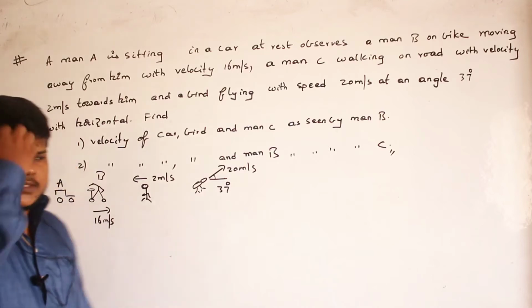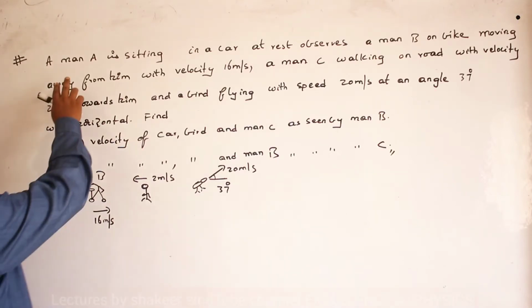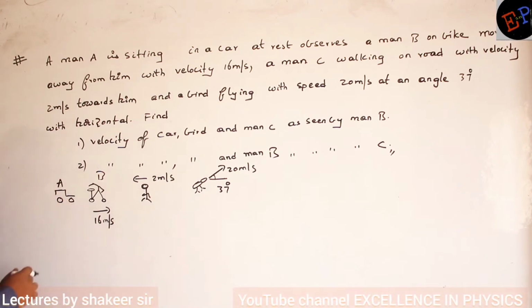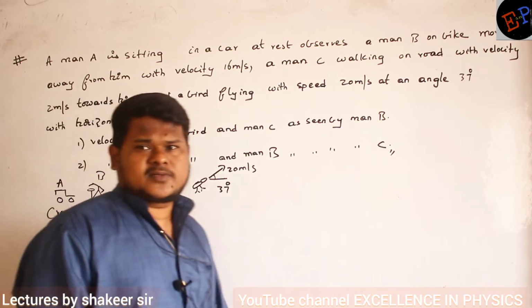Question which he is asking. A man A is sitting in a car. So here there is a man, and this is car A, the first car. There is only one car. He is at rest position. So the observer in this car is at rest, which means the car is also at rest.